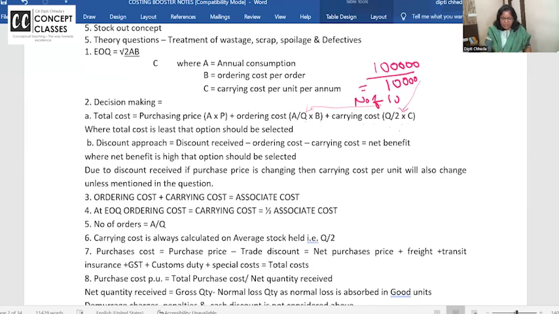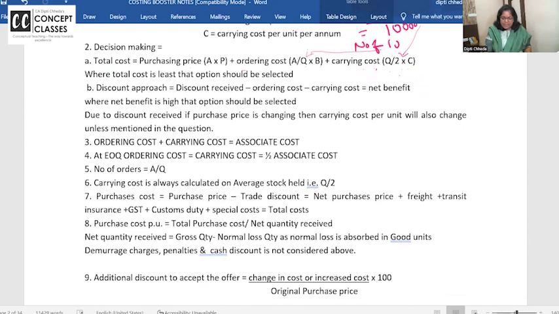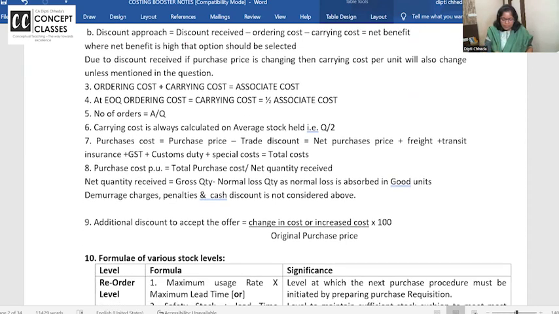So this is the cost, how you get purchase price, ordering cost, carrying cost. If it is the discount approach, sometimes instead of a reduction in the discount price from 20 rupees to 12 rupees 50 paisa, they give you the discount amount, so you can take the discount basis decision also.